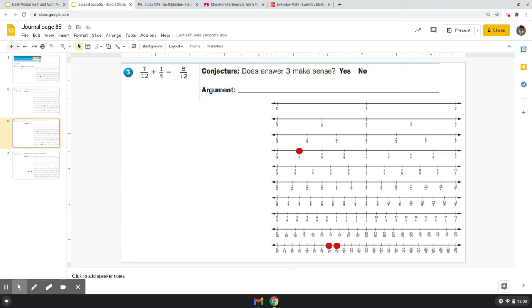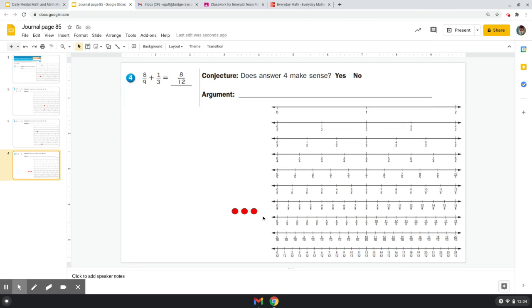You would probably want to tell me something about how you know that 7/12 and 8/12 are on the same number line and they're only one jump apart. So that means that 7/12 is only 1/12 away from 8/12. And by looking at my number line, I know that 1/12 and 1/4 are obviously not the same amount. So I know that this could not be true. Let's go to question number 4.